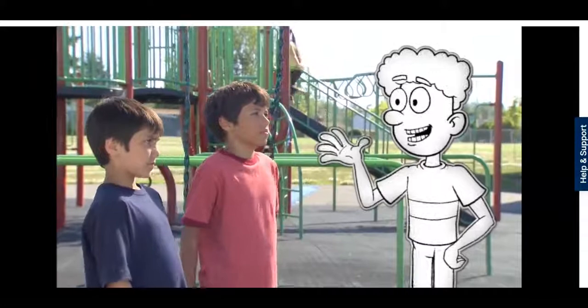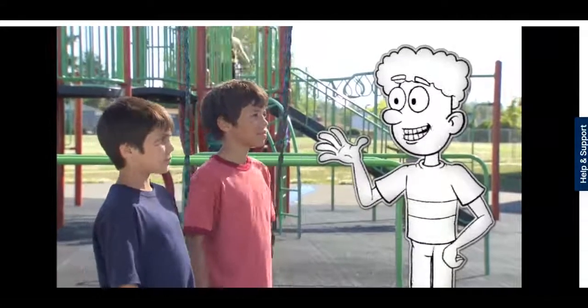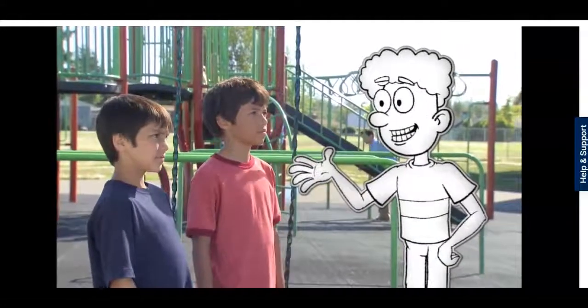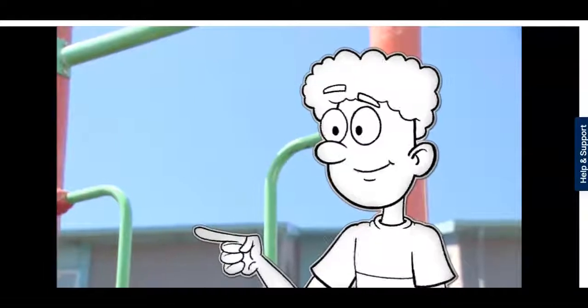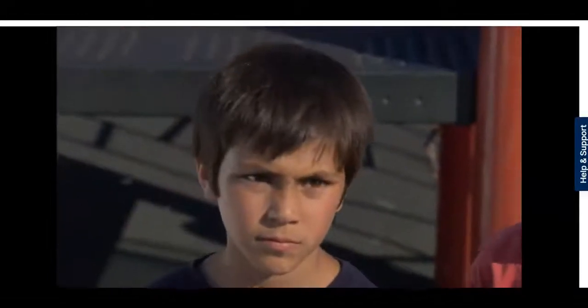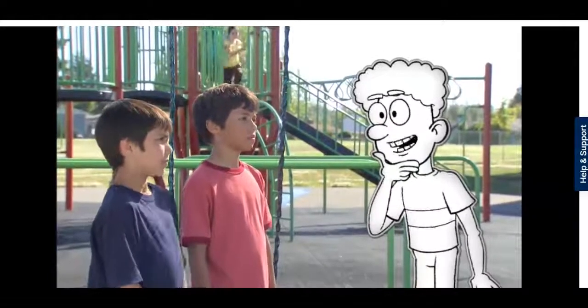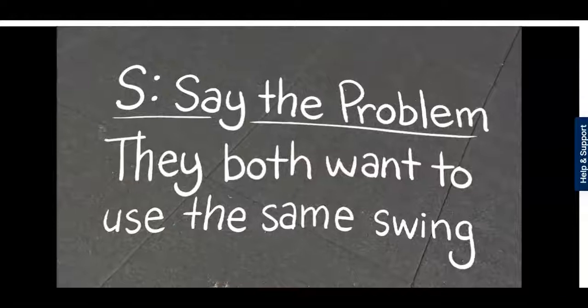Let's try something that'll help you say the problem without blaming anybody else. Travis, tell us what you want or need. I want to turn on the swing. And what do you want or need, Leo? I want to finish my turn on the swing. So if we put both of those wants together, we can say the problem without blaming. The problem is you both want to use the same swing. Yeah, and I want to twist around on it. Travis wants to swing, but I don't. So now what?